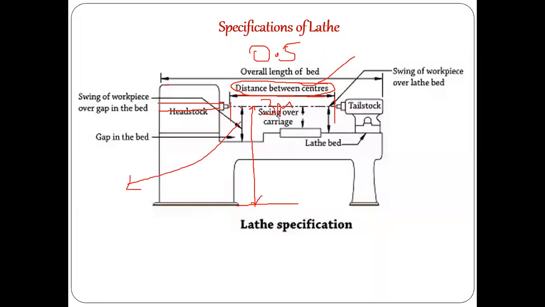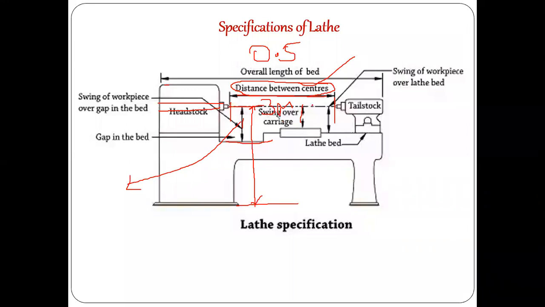So swing is nothing but the distance between the center of your centers. This particular live center or dead center or headstock center, center of the headstock to where your bed is. So this is the distance, as well as the distance between the swing over carriage. This will decide what size of diameter you can machine on this, right? More than that is not possible.